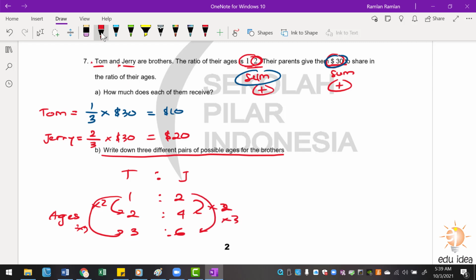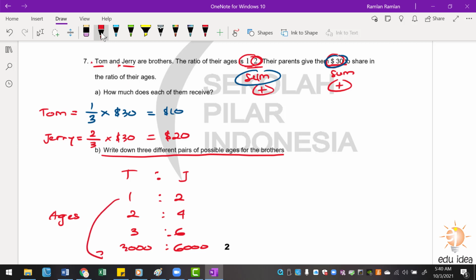So any number you want, but be careful because this is the ages of a person. Maybe I can get 3,000 with 6,000, right? I want to multiply this by 3,000, so this is also multiplied by 3,000, and you get 6. Although this is true mathematically, it's not logical, because we know that the age of a person who is still living is not going to be 3,000.